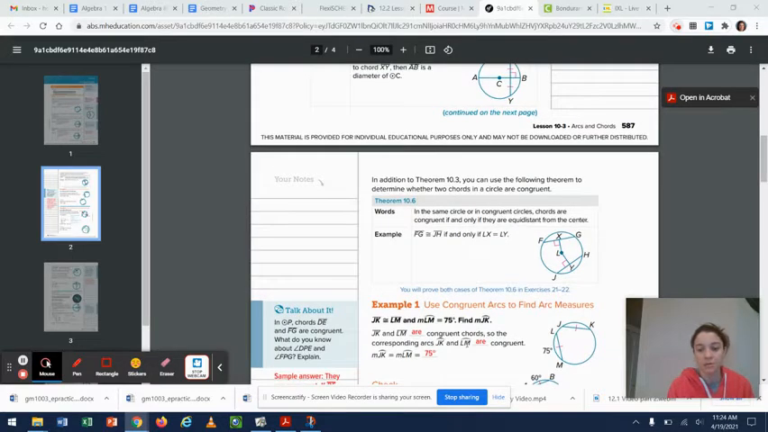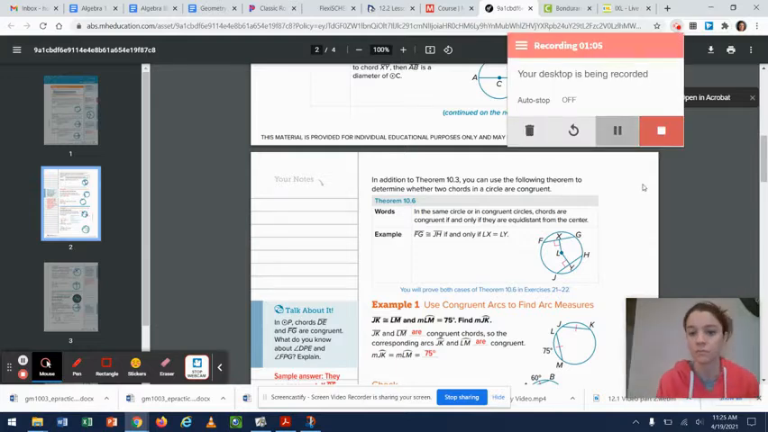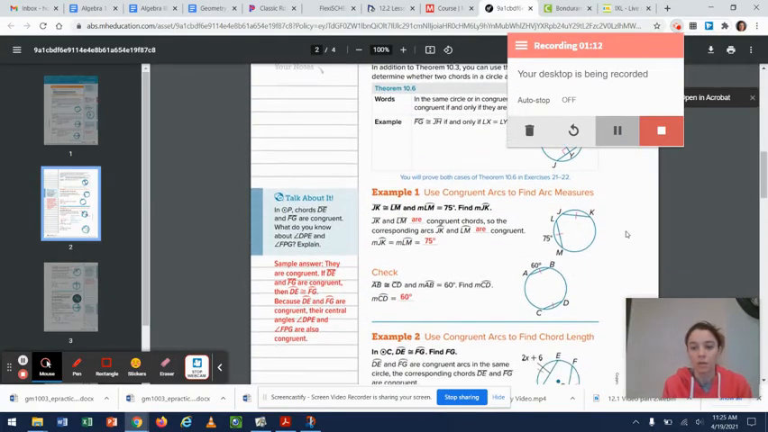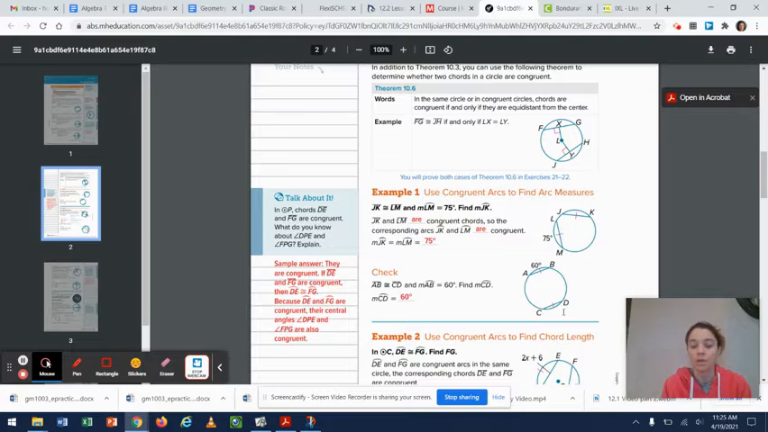All right, first example using the first theorem. It's wanting you to find JK, but it's telling you that the LM arc is 75, which then means that your JK is also 75. Please pause the video and try the check question. In the check question, you should have gotten that the measure of CD is also 60.